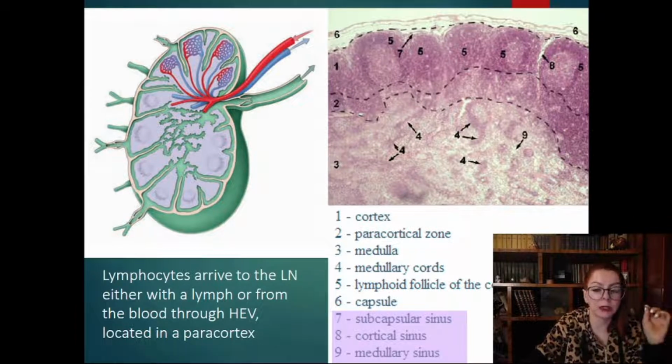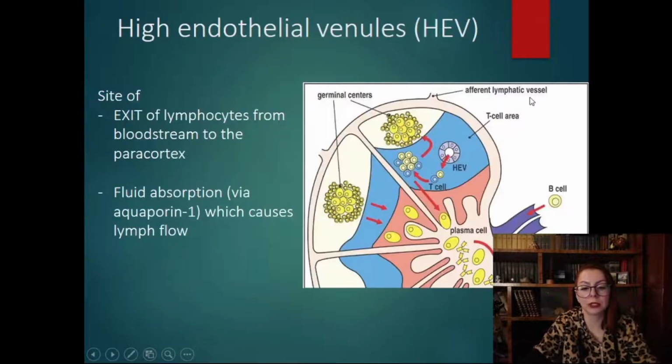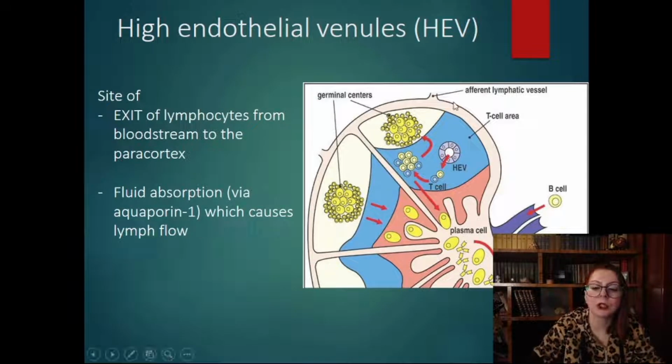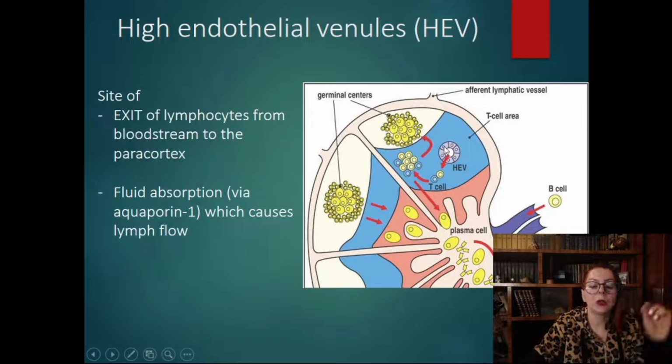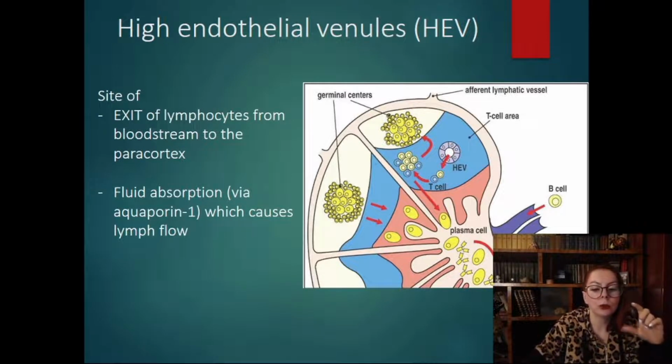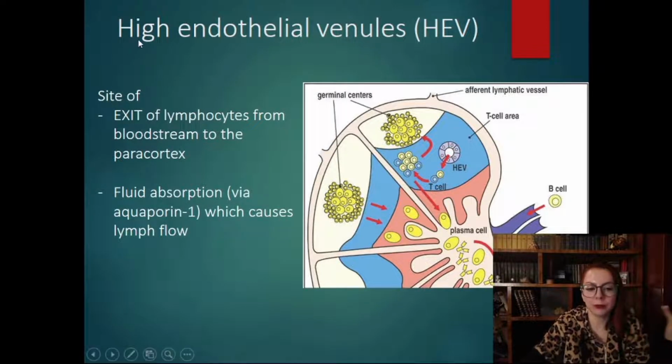Yeah, we want to highlight that these are very unusual vessels located in the paracortex, and they are worth considering in a distinct slide. So here they are, high endothelial venules. Why are they called so? Because usually endothelium is a simple squamous epithelium, but in this case it is high, tall, cuboidal, and that's why they have the name high endothelial venules.